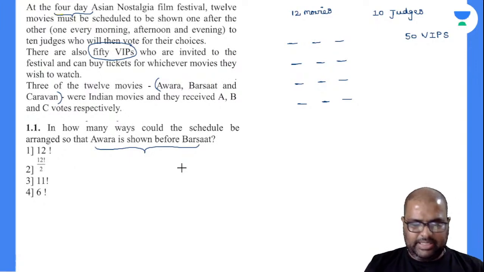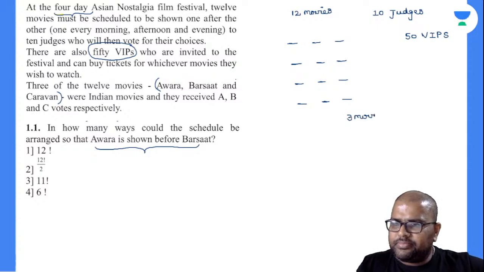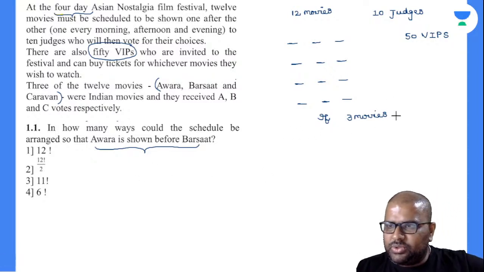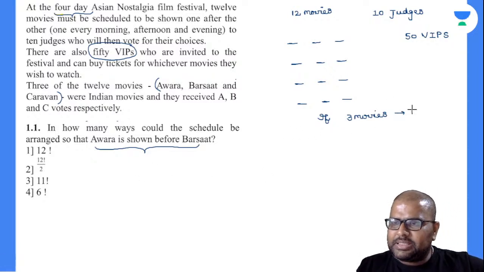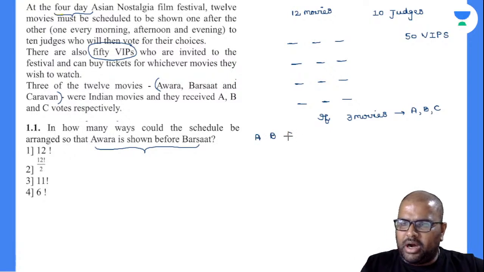I'll change this question there. I have only 3 movies. If there are only 3 movies, how will you arrange those 3 movies? Let us suppose those 3 movies are A, B, C. How will you arrange them? Observe there: A, B, C. A morning show, B afternoon, C evening. Is it A, C, B?